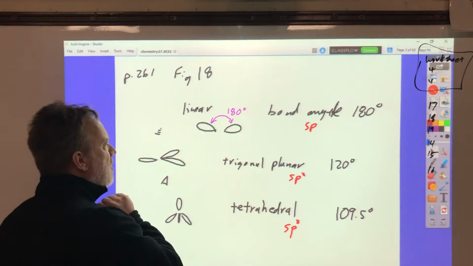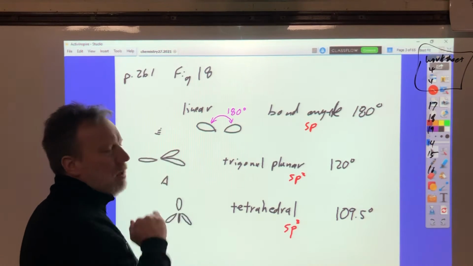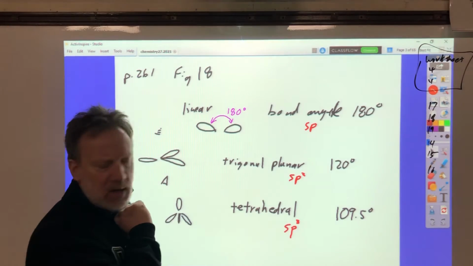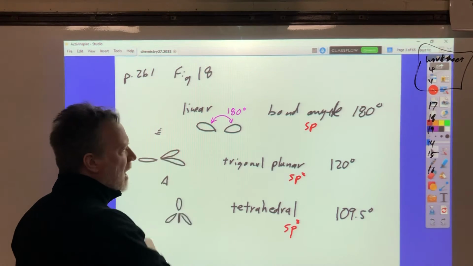If you have 3 pairs of electrons, according to that figure in the book, that figure's a little bit better, they do it with balloons, they are in a plane.